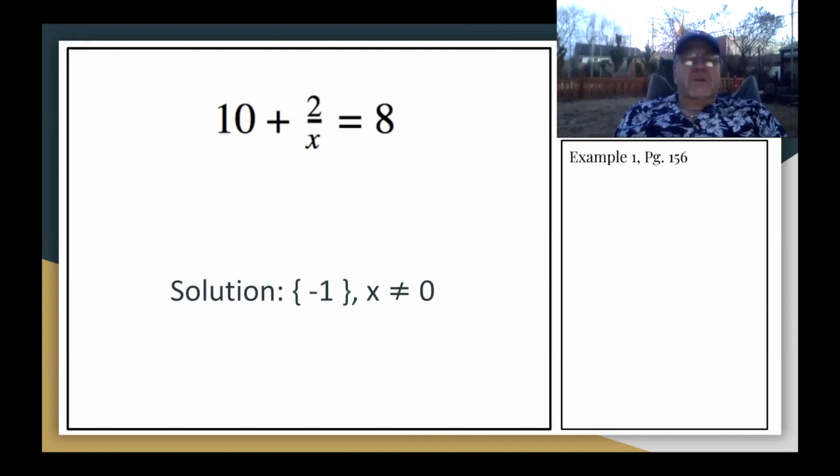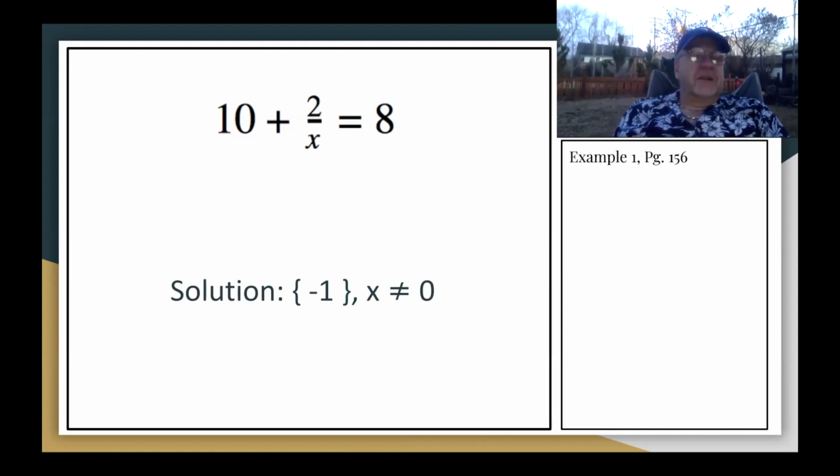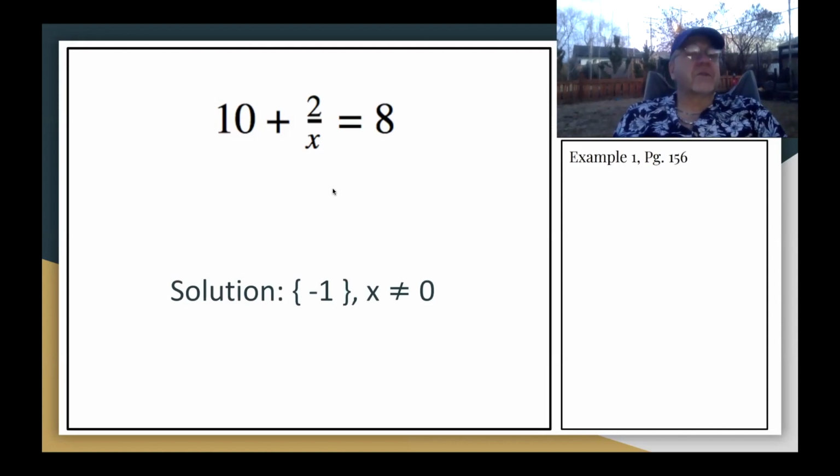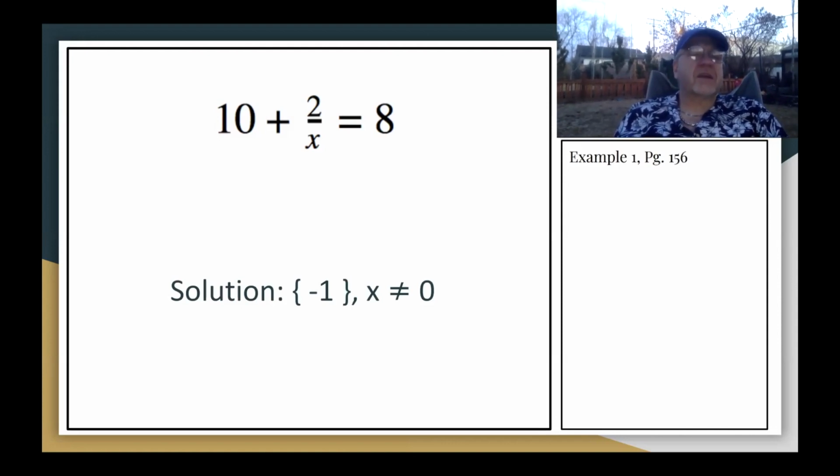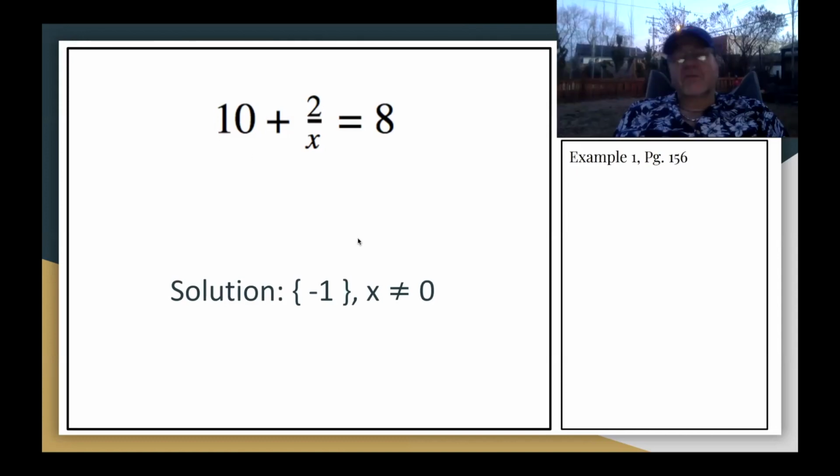Well, you can probably do this by inspection. 10 plus 2 over x, so 10 plus something equals 8, right? So by inspection, you know that this whole term here has to be -2, right? Because 10 plus -2 will equal 8. So the x to make 2 over x -2 has to be equal to -1. So there's your solution. So we can do this question by inspection.